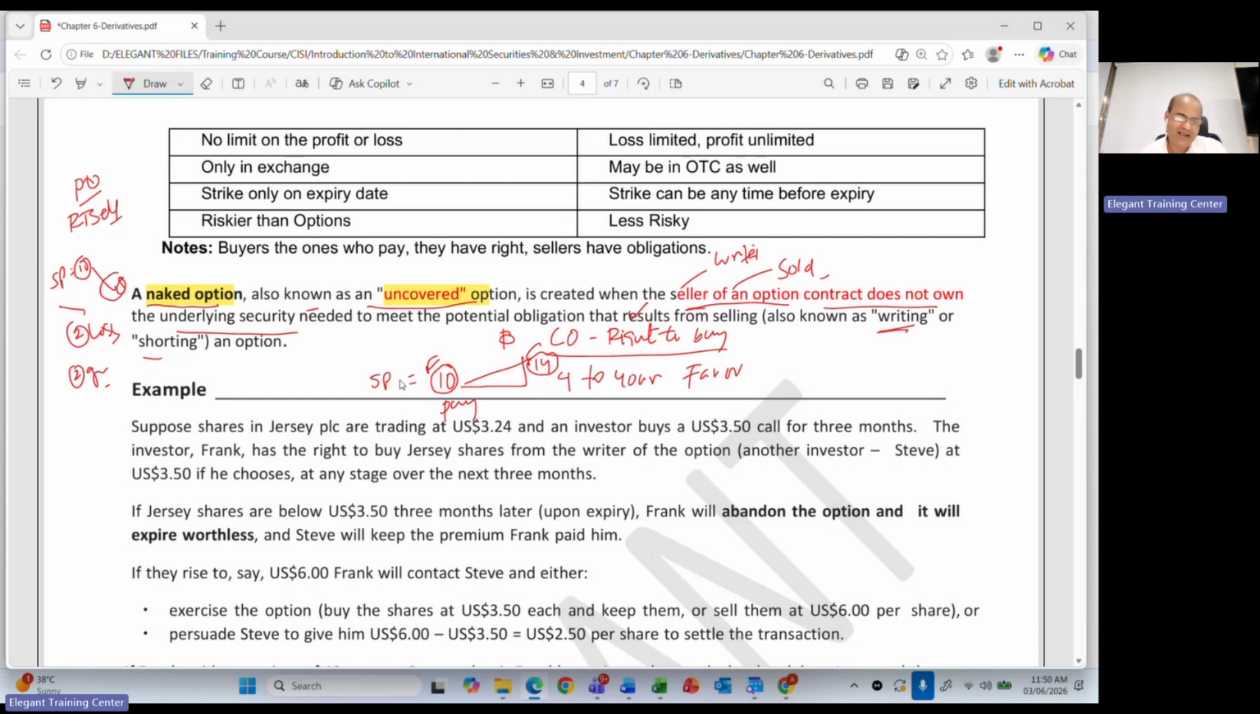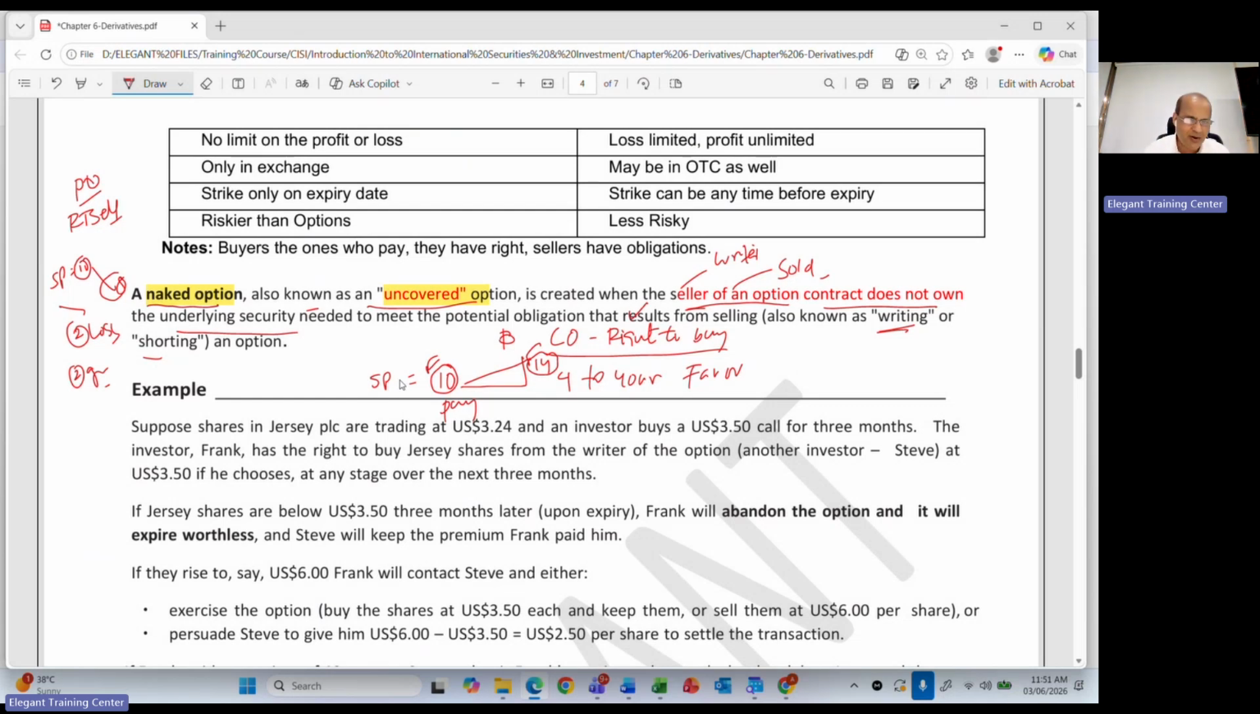Clear? And I can say it's a mirror effect. Whatever your loss, the seller's gain. Whatever your gain, the seller's loss. You paid premium, that's the income for the seller. You got money, you got the transaction in your favor. Whatever your profit, his loss. Whatever your loss, his profit.